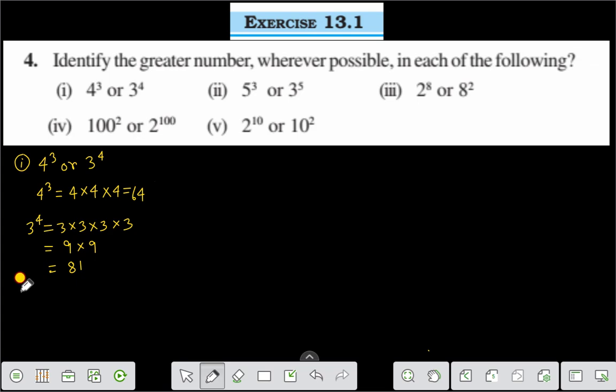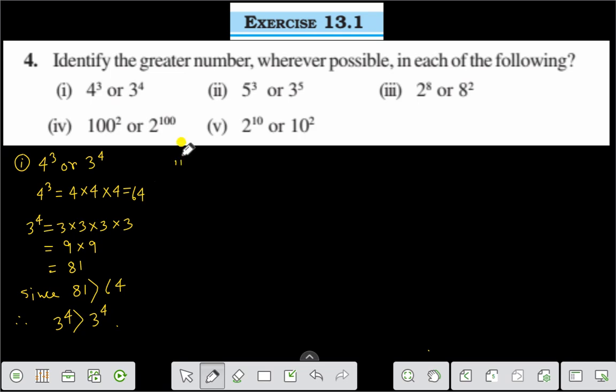Now since 81 is greater than 64, therefore we can write that 3 to the power 4 is greater than 4 to the power 3. Now question number 2.